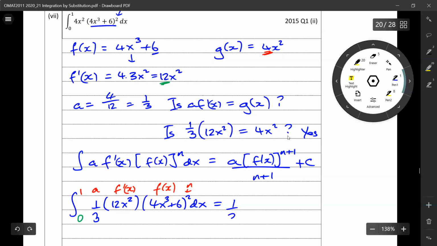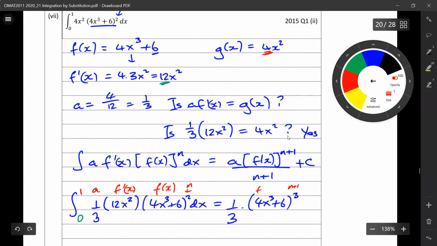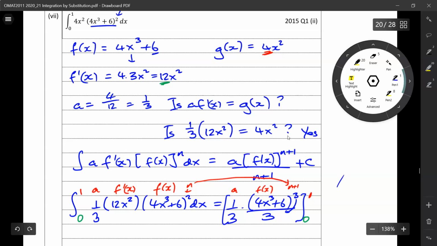So a is still 1/3. Our function is 4x cubed plus 6. But now we raise our power here. It was 2, so we raise it to 3. So this becomes n plus 1. This is f of x, and this is a. So you can see you're raising this power by 1. And of course, I forgot, we have to divide by our raised power here. And here, we're going from our upper limit of 1 down to our lower limit of 0. We're calculating between the upper and lower limits, is the correct way to say it.